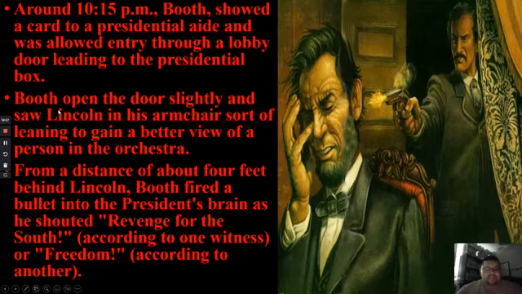So, here's what happens. Around 10:15, Booth goes into Ford's Theater, and he's going towards the presidential box, and he runs into an aide, one of Lincoln's people who help him out, and the guy's like, "Can I help you?" And he tells him, "Oh yeah, I need to get back here because I'm part of the play. I'm an actor, and I need to get back here. It's part of the play." And the aide looks at him and goes, "You're Booth. Oh, yeah, sorry, yeah, go ahead."